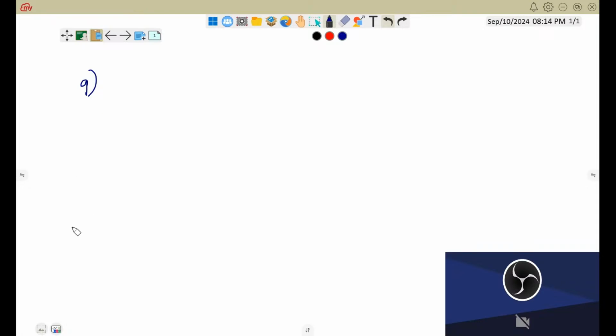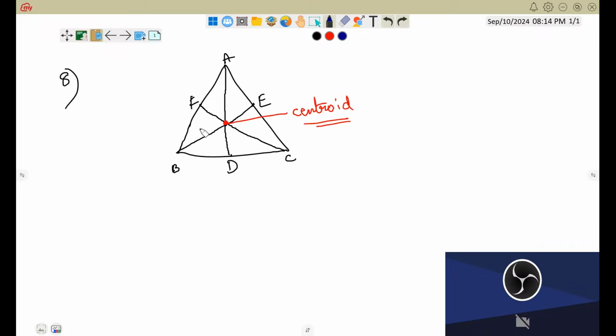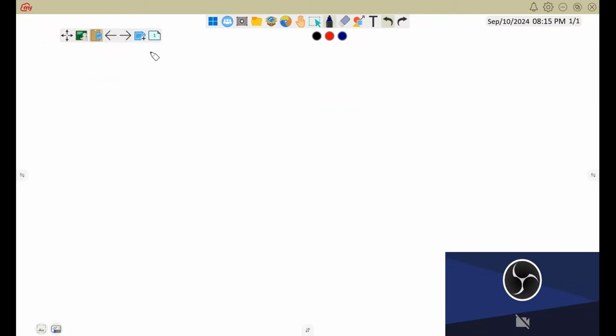Ninth question. See, the centroid of a triangle divides the medians into the ratio. The same as what we already completed. This is the centroid, I said that, right? So this centroid point divides the median in a 2:1 ratio. Everywhere it divides in a 2:1 ratio. It is a standard format. Okay, next. Coming to the 10th problem.